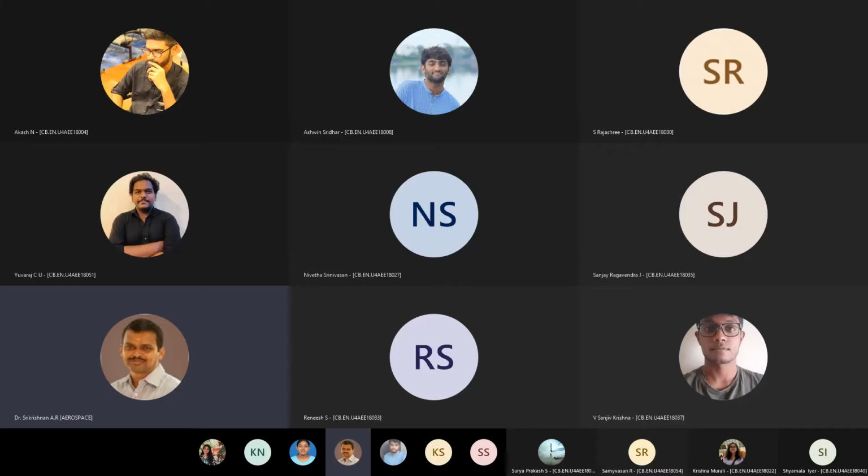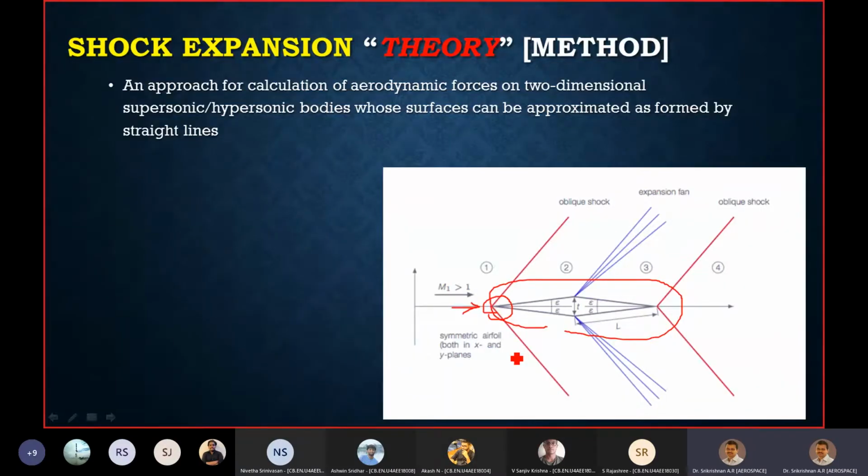There will be an oblique shock that is formed, right? Which means that in region 2, the static pressure will be higher than the static pressure in region 1. Reason: region 2 is after an oblique shock. Okay. Now, that's about the leading edge.